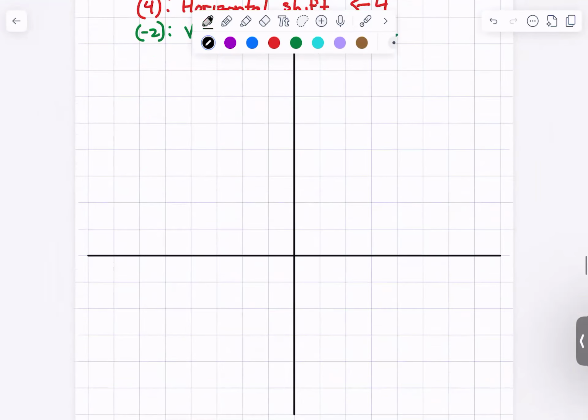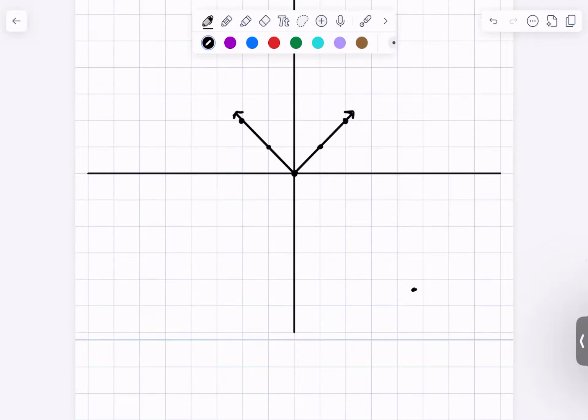Okay? So I'm going to start off with my parent function. All right? And by now, your parent function should be simple to do, right? So the black is y equals absolute value of x. In purple, it's going to be y equals negative absolute value of x.